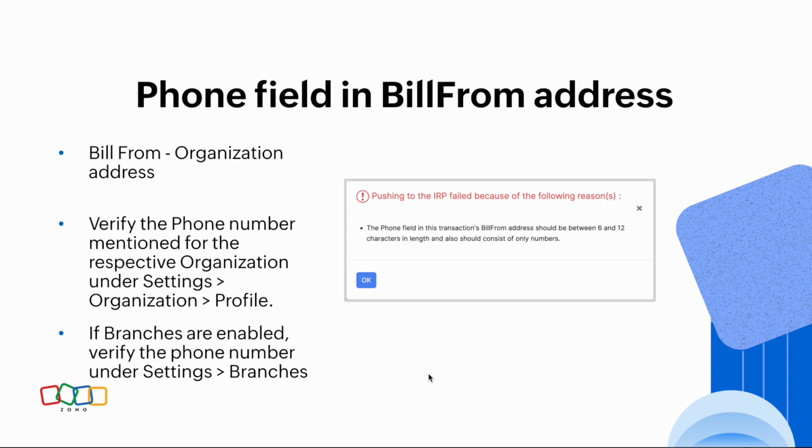This error will be thrown if you have not entered a valid phone number in the transaction's bill from address, which is your organization address. So in this case, you have to ensure that you enter a valid phone number which is between 6 and 12 characters in length in your organization profile. Or if you have enabled branches, you have to verify if you have entered the phone number in the respective branch address which you have chosen in the invoice.